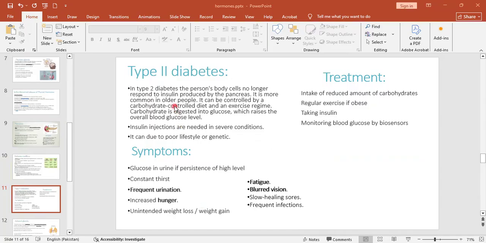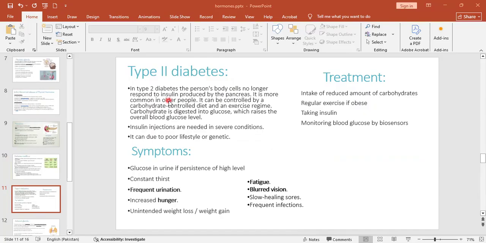Now another type is known as type 2. It means my body cells are no longer responding to insulin. Insulin is being produced properly, but my cells are not responding to it. My cells are not recognizing the insulin. Then how are they going to take up the glucose?